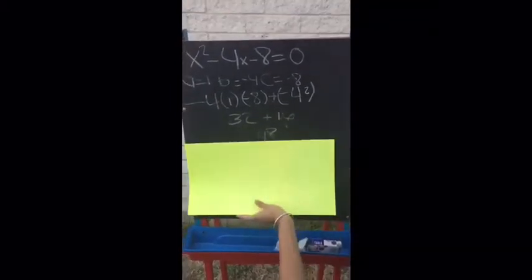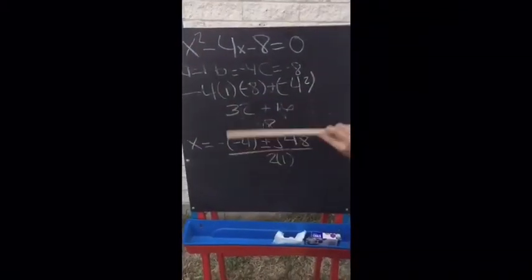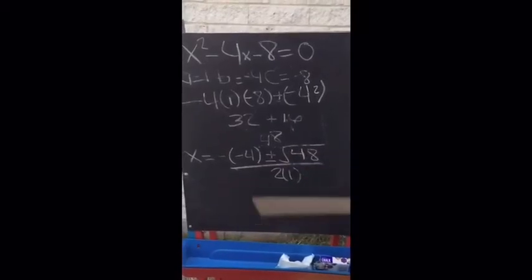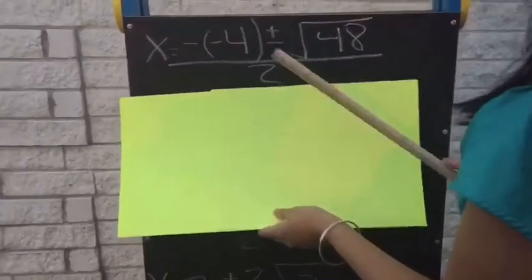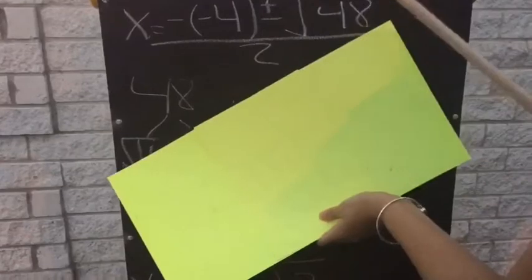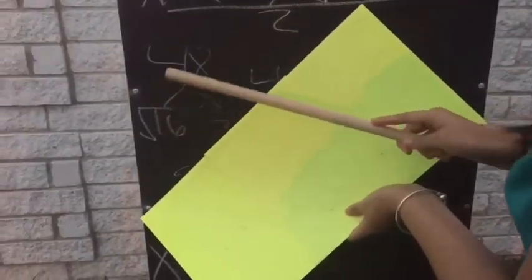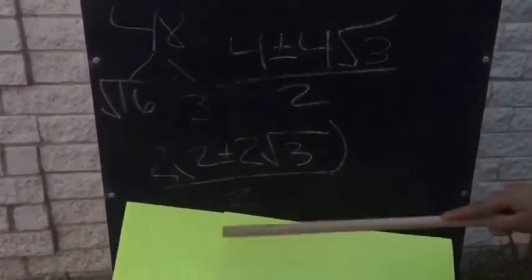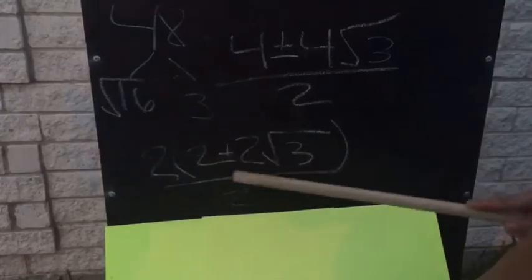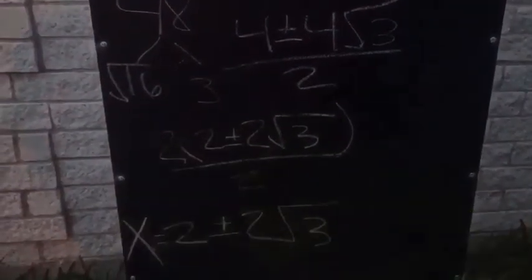You use then the quadratic formula: negative times negative 4 plus or minus the square root of 48 over 2. After finding the quadratic formula, you factor out the 48, which would be 16 times 3, and 16 is a perfect square. You end up with 4 plus or minus 4 square root of 3 over 2. You take out the 2 to simplify the formula, so it will be 2 plus or minus 2 square root of 3 over 2. Your final solution would be 2 plus or minus 2 square root of 3.